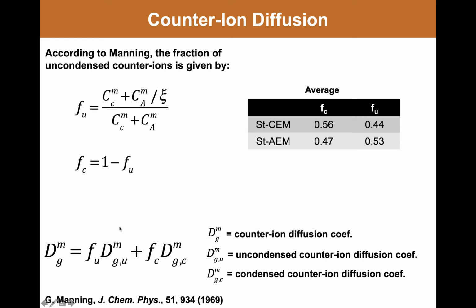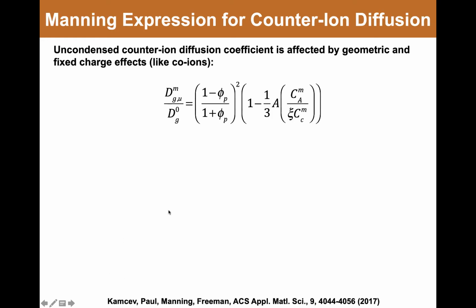Now, for the uncondensed counterions, we use exactly the same expression that we use for the co-ions. That is, there's a geometric effect, the tortuosity effect from Mackie and Meares, and an electrostatic effect from the Manning picture. This is just the diffusion coefficient of the uncondensed counterions in the membrane, and this is the diffusion coefficient of the counterions in solution. This value you look up in handbooks.